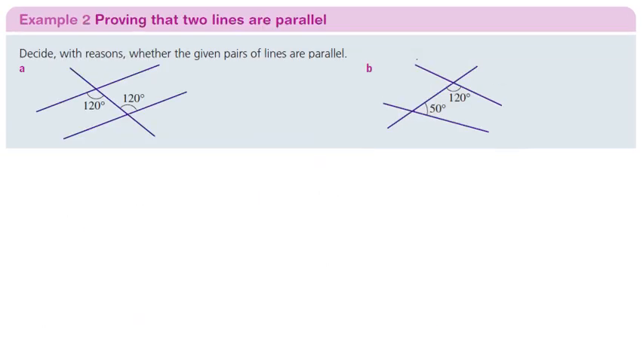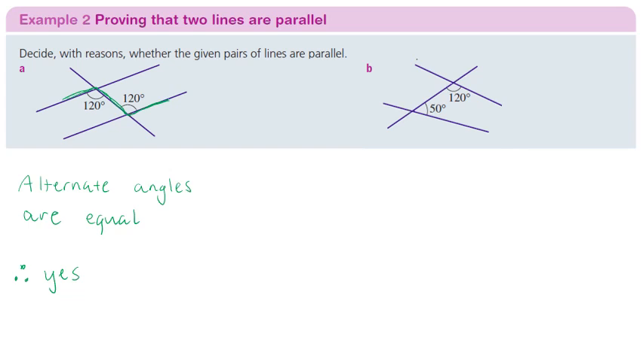Now for these examples, we need to decide whether the given pairs of lines are parallel. If we look at the first one, if these lines are parallel, these two angles are alternate, and alternate angles are equal. And in this example, yes, those alternate angles are equal. They are the same. So therefore, yes, they are parallel.